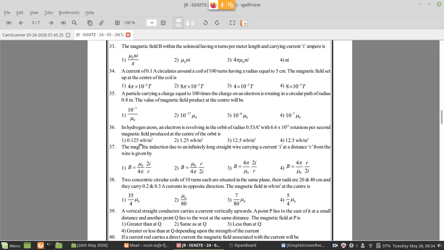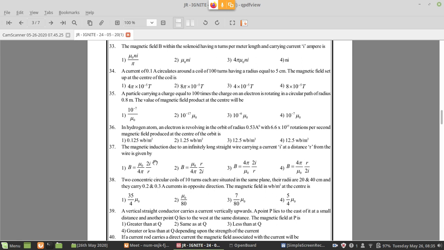36th question. In a hydrogen atom, an electron is revolving in an orbit of radius 0.53 angstrom with 6.6 into 10 power 15 rotations per second. Imagine how fast the electron is going around in the hydrogen atom. So that is the frequency of rotation of the electron. And the first orbit in the hydrogen atom, the distance between proton and electron, is 0.53 angstrom, that is 0.53 into 10 power minus 10 meters.